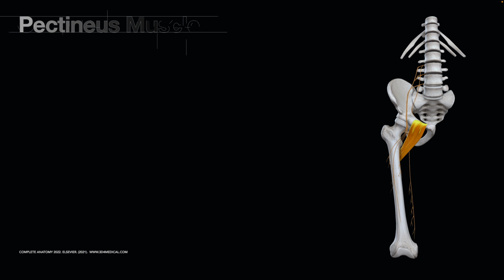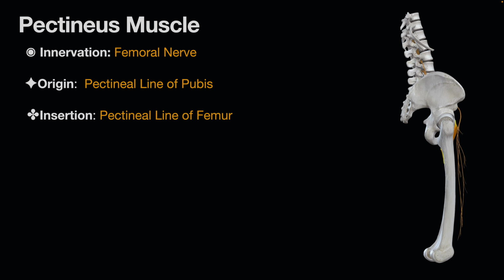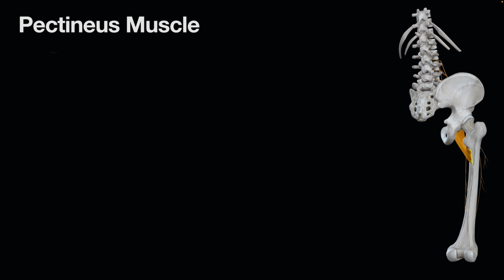Up next, we have the pectineus muscle. Pectineus is a short, quadrangular muscle innervated by the femoral nerve. It has the most superior attachment of all the thigh adductors, originating from the pectineal line of the pubis. The muscle then courses posterolaterally down the thigh, where it inserts into the posterior surface of the femur along the pectineal line.